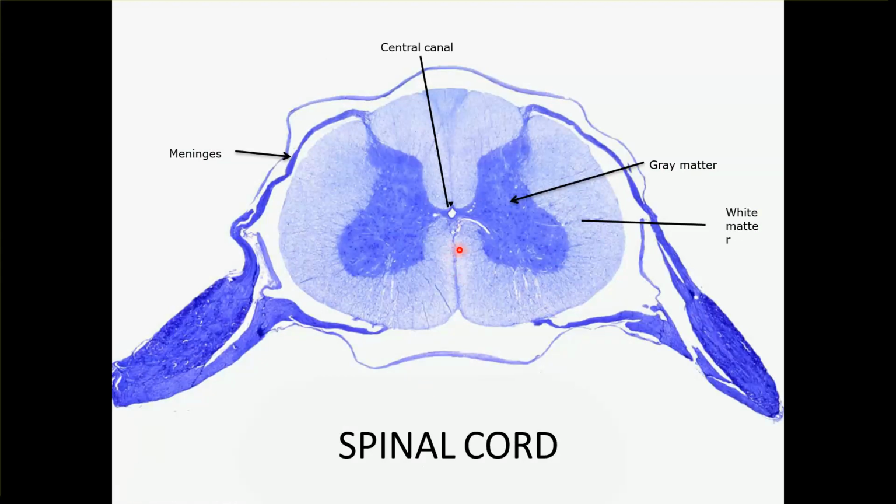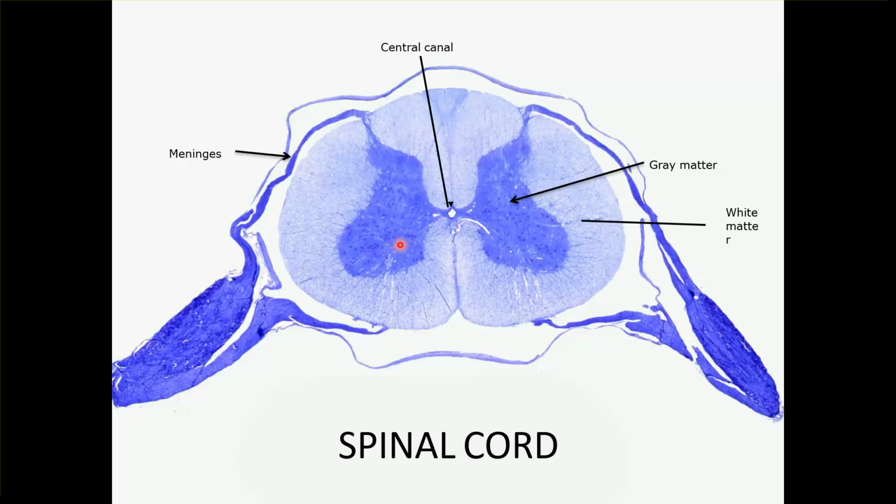Now this is a section of the spinal cord. What is in the center is called the central canal, and then you have the gray matter in H shape. This is the dorsal horn, this is the ventral horn. Dorsal horn is pointed, touching the periphery. The ventral horn is rounded.